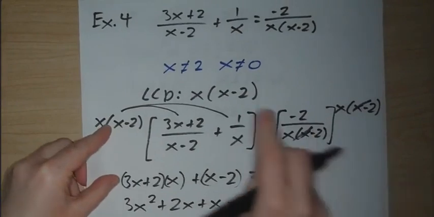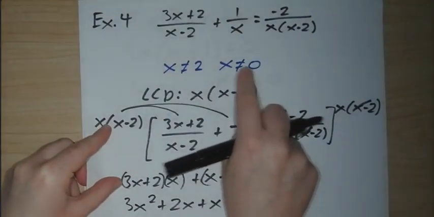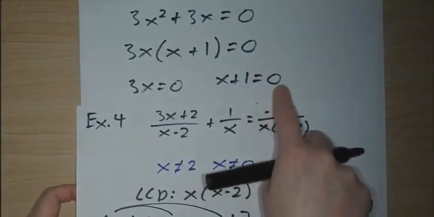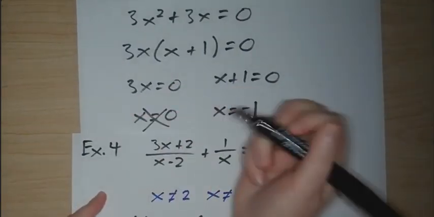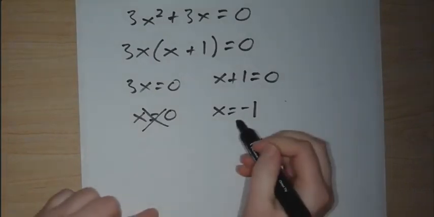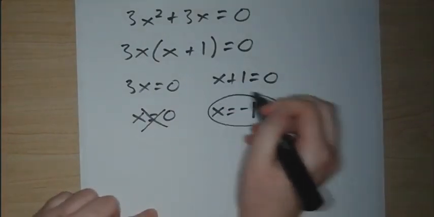And we look at our domain restrictions, and we note that x cannot be 0 or 2. But since we got x is 0 here, we know that this is not a solution. So our only solution is x equals negative 1.